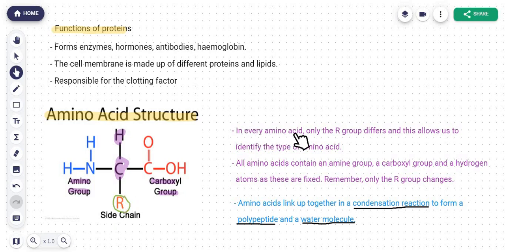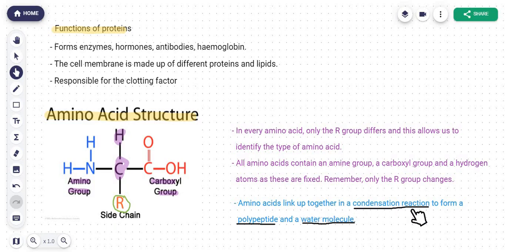So in every amino acid, only the R group differs, just like I discussed, and this allows us to identify the type of amino acid. So all amino acids contain an amine group, NH2, carboxylic group, COOH, and a hydrogen. As these are fixed, remember only the R group changes. Then this is something important. Amino acids link up together, just as we discussed, to make polypeptide chains in a condensation reaction.